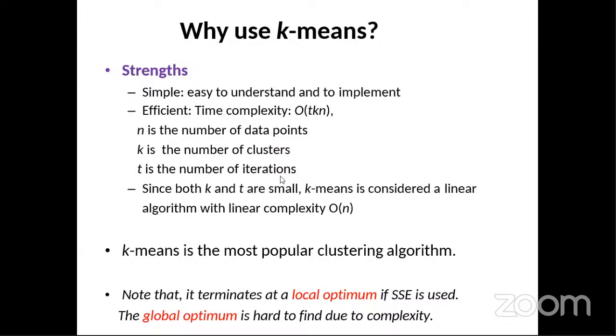And K-means is a very popular clustering algorithm. It also terminates at a local optimum, right? If we are using sum of squared error, it terminates at a local optimum, which specifically means that we are not able to achieve the solution from the exhaustive set of possible solutions. It's not a global optimum, because the global optimum is very hard to find out because of its complexity. So local optimum specifically means that whatever the available options were, local to that particular algorithm, we are able to find the most optimal from those. We are not able to identify it in totality.